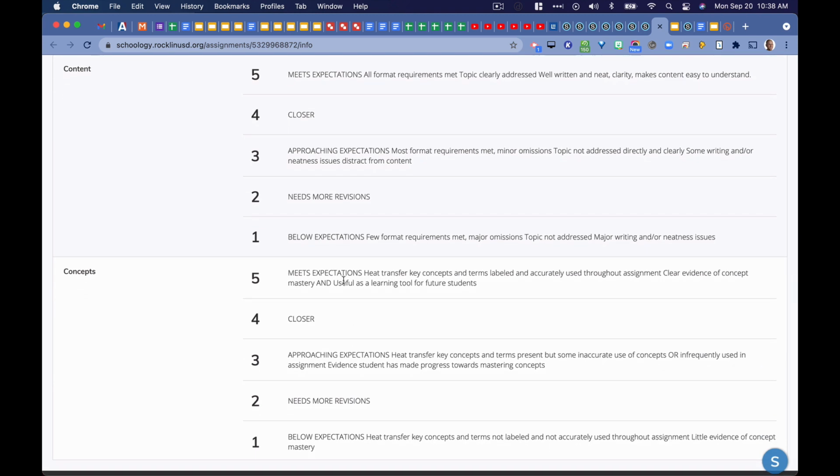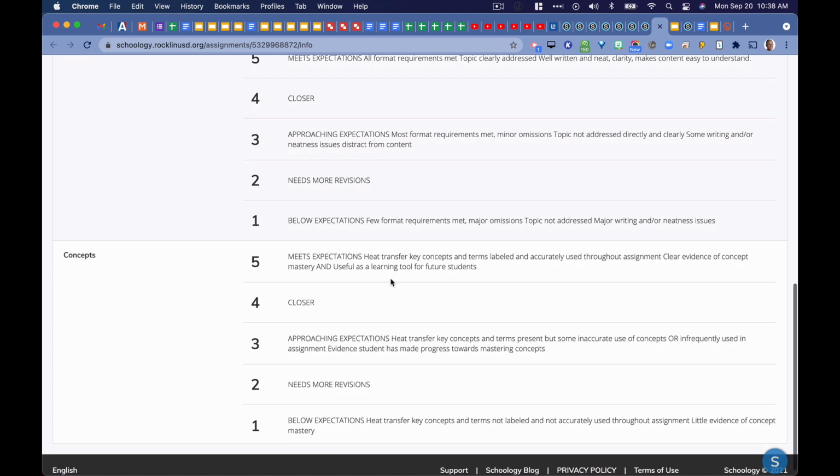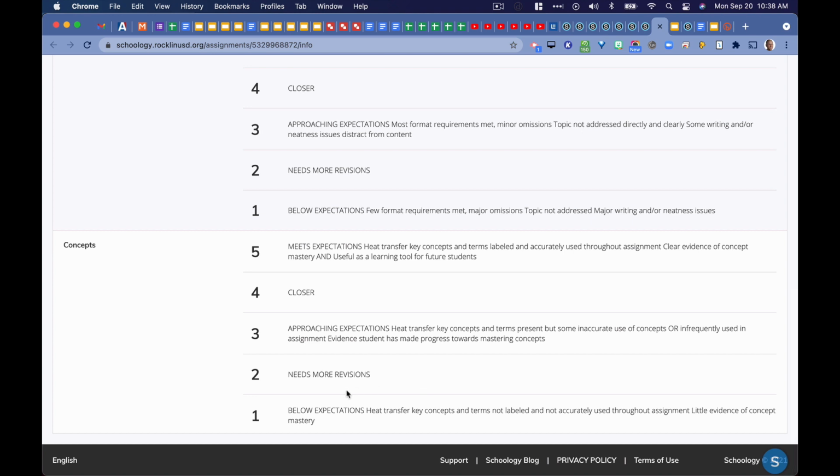The concept side is this: 5 meets expectations. Heat transfer key concepts and terms are labeled and accurately used throughout the assignment, with clear evidence of concept mastery, and useful as a learning tool for future students. 4, again, is closer to 5 than 3. 3 is approaching expectations: heat transfer key concepts and terms present, but some inaccurate use of concepts or infrequently used in the assignment. Evidence the student has made progress towards mastering concepts. 2, again, is closer to 3 than 1. 1 is below expectations: heat transfer concepts and terms not labeled and not accurately used throughout the assignment. Little evidence of concept mastery.